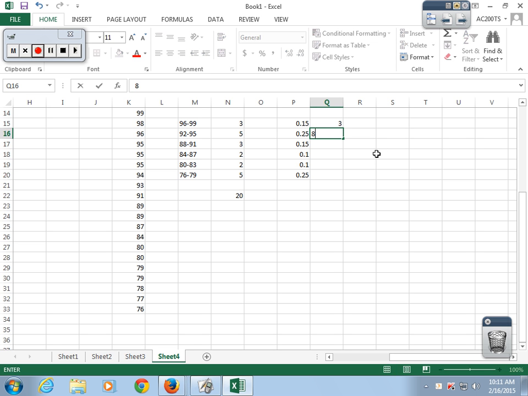And then 3 plus 5 is 8. 8 plus 3 is 11. 11 plus 2 is 14. 14 plus 2 is 16. 16 plus 5 is not 20. So I've got an error. 11 plus 2 is 13. 13 plus 2 is 15. 15 plus 5 is 20. Alright, that should be your answer.